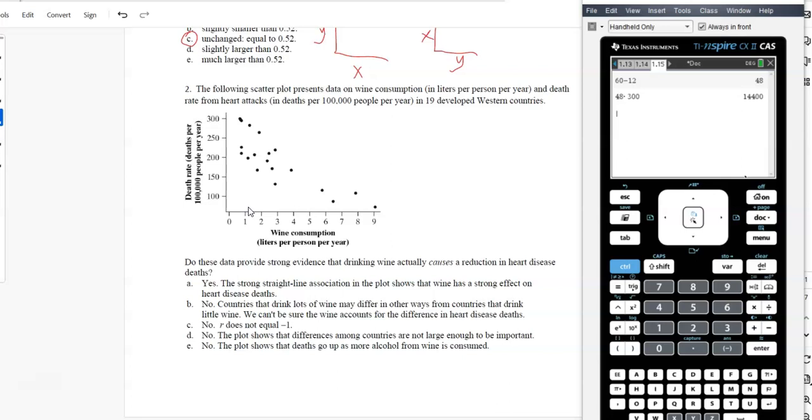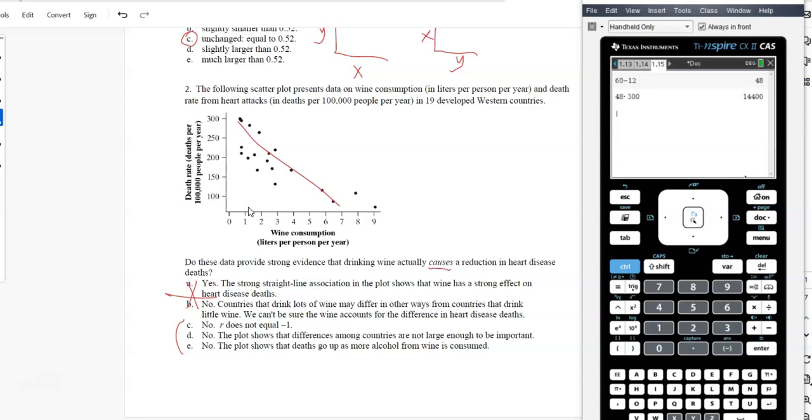These data provide strong evidence that drinking wine actually causes, that's a key word there, has a moderately strong correlation, right? I mean, you've got kind of moderately strong there, but is it going to cause? Does correlation prove causation? And the answer certainly would be one of those. It's going to be no. Oh, sorry, I didn't see that's a no.